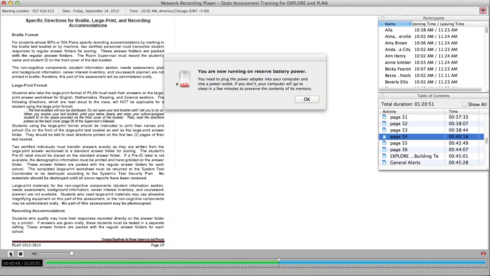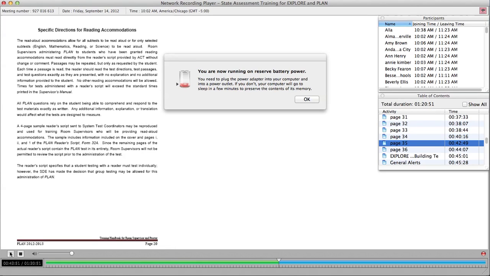Okay, the next page has to do with specific directions for reading accommodations. And what we're going to do is do a short webinar. It's not going to be live. It will be recorded, but it will be for room supervisors who complete any kind of accommodated testing, and we will go over for those people, special ed coordinators or others, the directions that should be used when reading accommodations are provided.